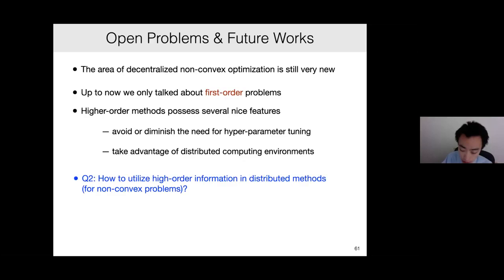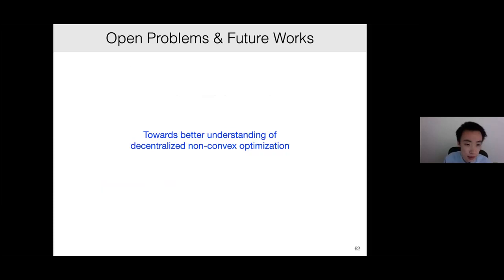So overall, the takeaway message is that distributed non-convex optimization is not scary, and it is possible to compute high quality solutions in a distributed way using properly designed algorithms to achieve optimal computation, communication, and sample complexities. The overarching goal is to achieve a better understanding of decentralized non-convex optimization. So thank you.